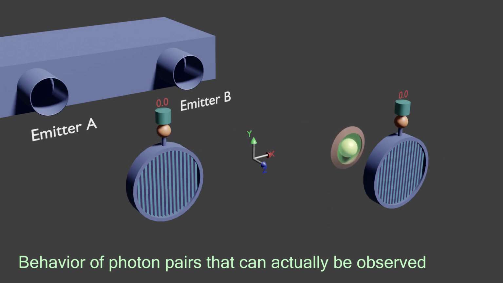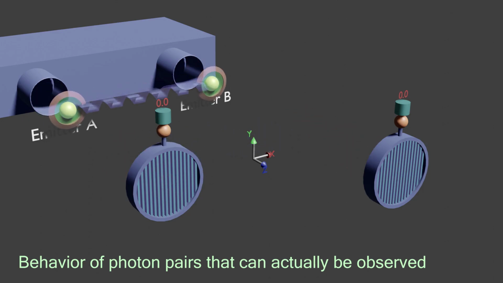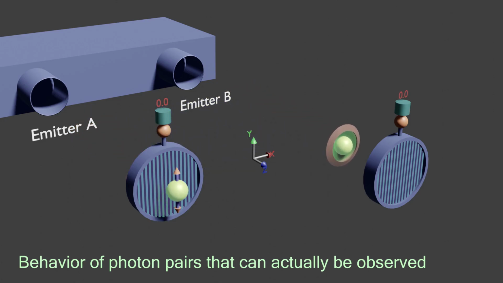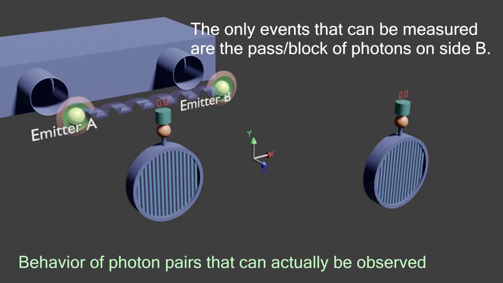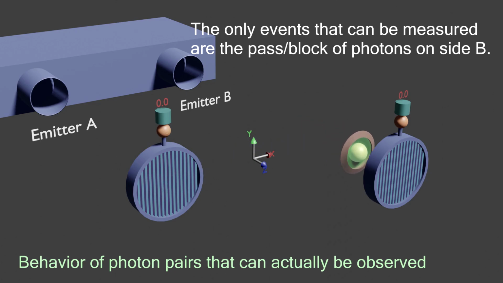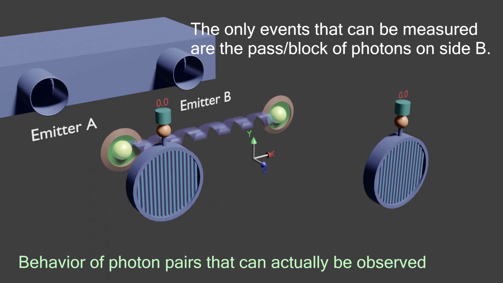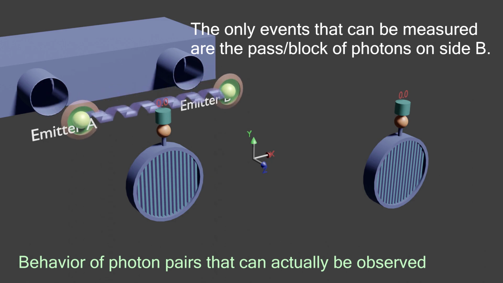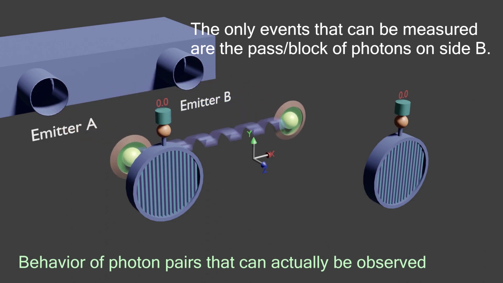However, it is just an interpretation, and you cannot visually confirm the collapse of photons on the B side as shown in the last animation. What can actually be observed is the pass/block result obtained on side B by passing the photon through the installed filter. A pair of photons that pass the A side filter will pass the B side filter with 100% probability. A pair of photons blocked by the filter on side A will always be blocked on side B as well.